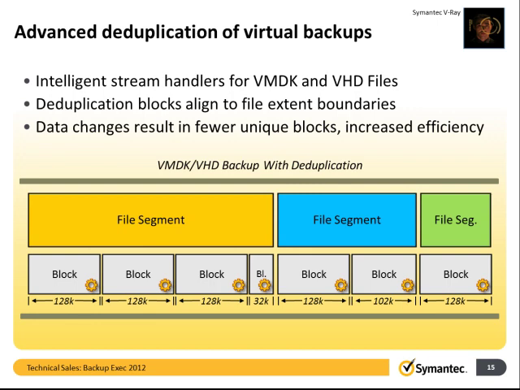So as I mentioned earlier, Backup Exec 2012 now includes some new intelligence, which are known as stream handlers. These effectively allow deduplication of backups from either VMware vSphere or Hyper-V machines. Now, these new stream handlers effectively allow Backup Exec to understand the contents of VMDK files and VHD files as they are processed for backup. So now it truly looks inside of these virtual disk files and figures out where actual files start and stop, and then aligns these deduplication blocks along those actual files.